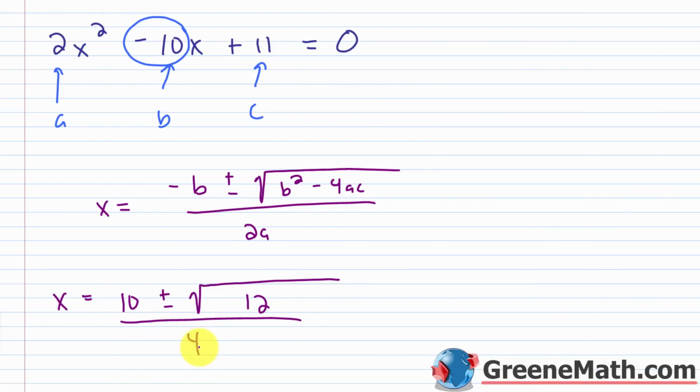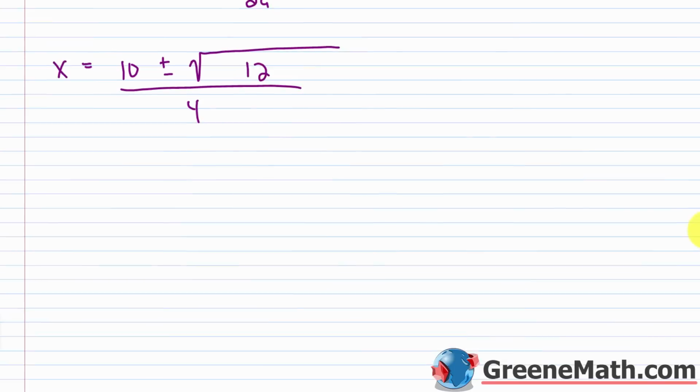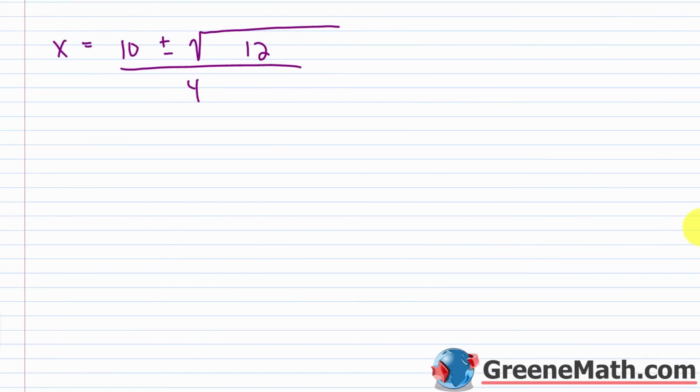Let me scroll down and get some room going. So what I have here is x is equal to 10 plus or minus. 12 is not a perfect square, but I know 12 is 4 times 3, and 4 is a perfect square. So the square root of 4 is 2. So I can write plus or minus 2 times the square root of 3 over 4.